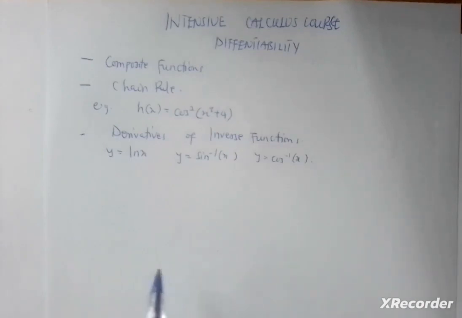In this class you're going to consider composite functions, the chain rule, then derivatives of inverse functions. We did derivatives of inverse functions in the introductory parts, but we didn't prove how we got those formulas. In this class, we're going to learn how to prove those derivatives.